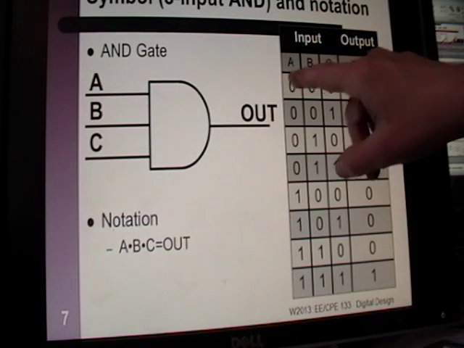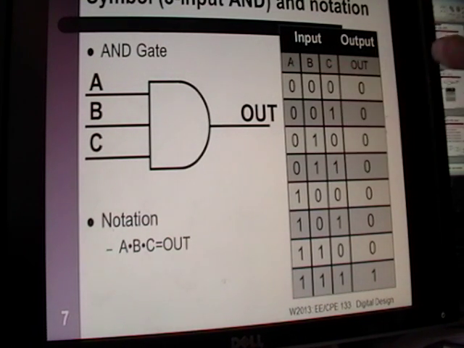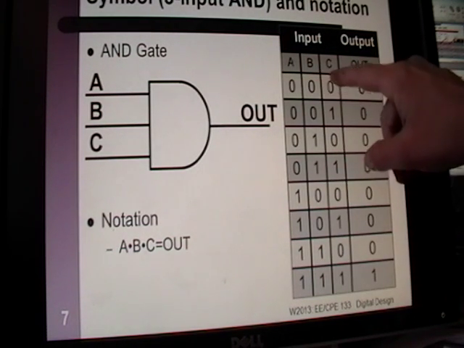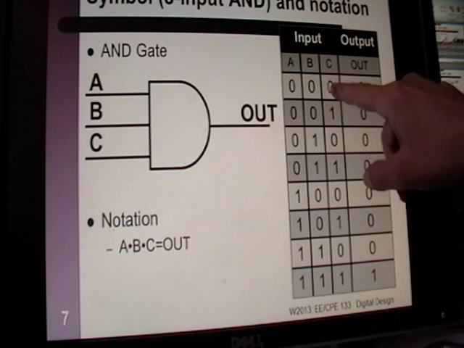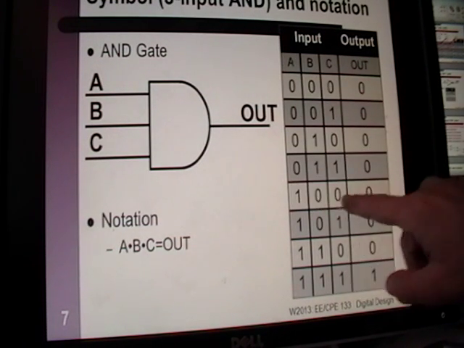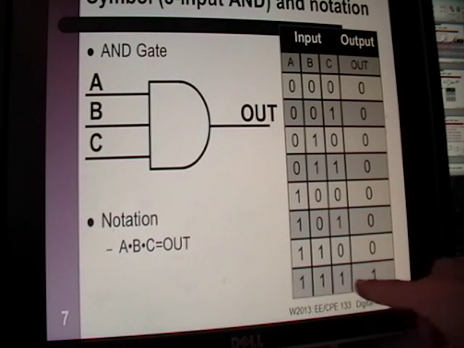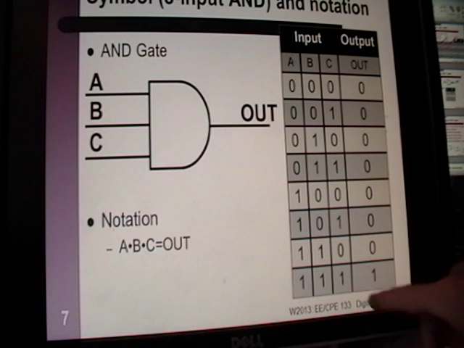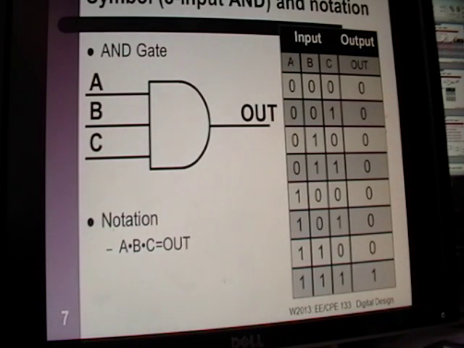Okay, so to make sure you get all combinations of possible inputs, I always start from 0, 0, 0 and just count up in binary. So that's 0 in binary, that's 1 in binary, 2, 3, 4, 5, 6, 7 in binary. So I just count up each row, and when I get to all ones, then I know I have every possible input combination in my truth table.